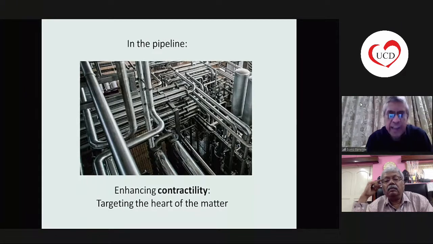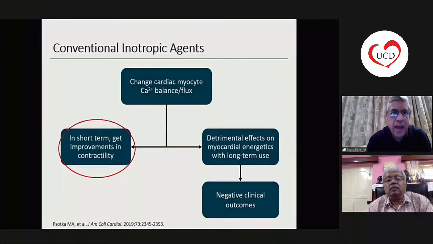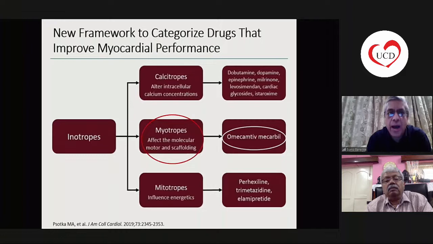Now let's see what's there in the pipeline. As we know, in heart failure with reduced ejection fraction, the crux of the matter is reduced contractility. And if we can have something to increase contractility, then it's likely to produce good results. Now, we have conventional inotropic agents, which have been shown in the short term to improve contractility, but with long-term use have detrimental effects on myocardial energetics, resulting in negative clinical outcomes. But apart from these usual inotropes that we use, which we call calcitropes because they involve increasing intracellular calcium concentration, we also have myotropes and mitotropes.